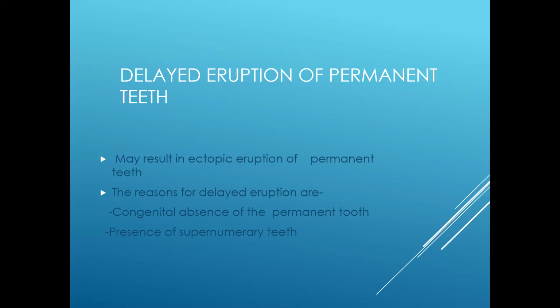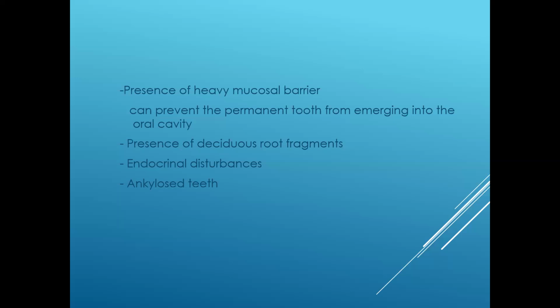Delayed eruption of permanent teeth is another factor which leads to malocclusion. And it also often results in the ectopic eruption of permanent teeth. The reasons for delayed eruption are congenital absence of the permanent teeth or presence of any supernumerary tooth. And often the tooth is retained because of the presence of a heavy mucosal barrier, which can prevent the permanent tooth from emerging into the oral cavity. And also the presence of any deciduous tooth fragments, endocrine disturbances, and ankylosed teeth.